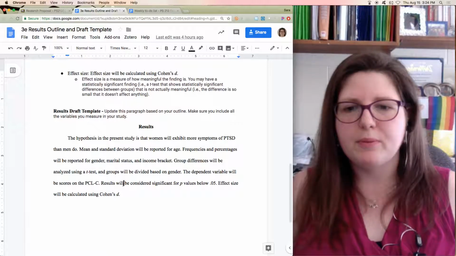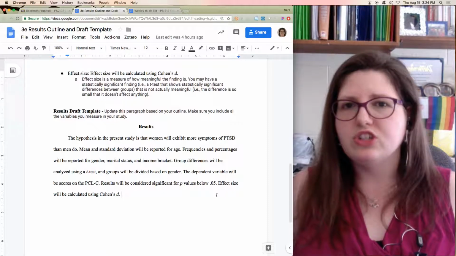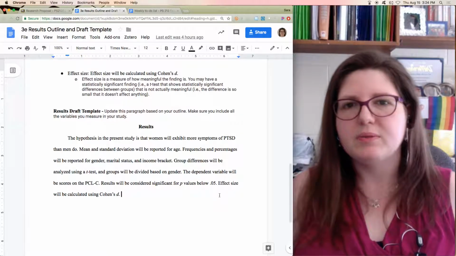You can also check sample papers. They're not going to have this last statement about effect size on them, but you can check them for the rest of it to see different ways to write things up.